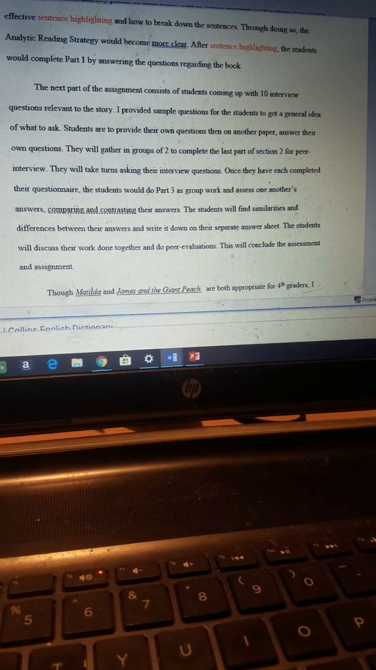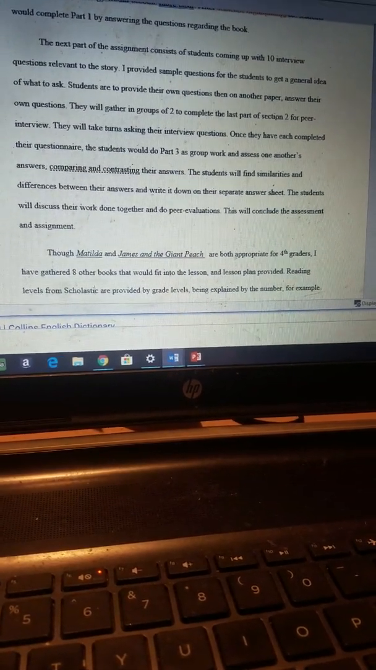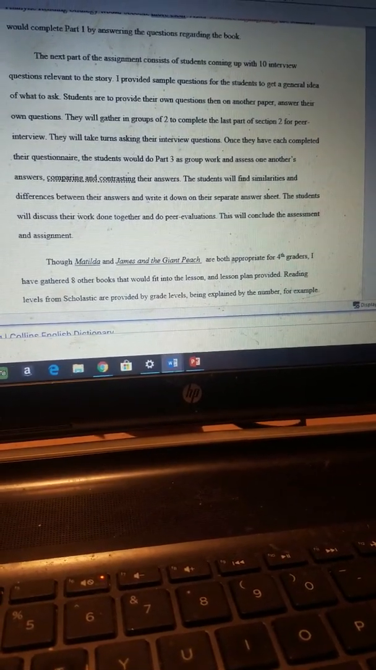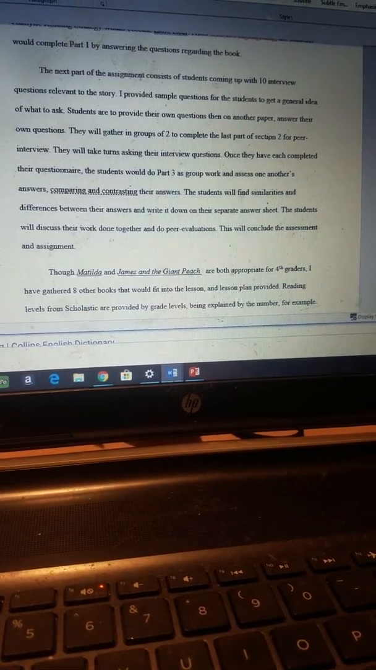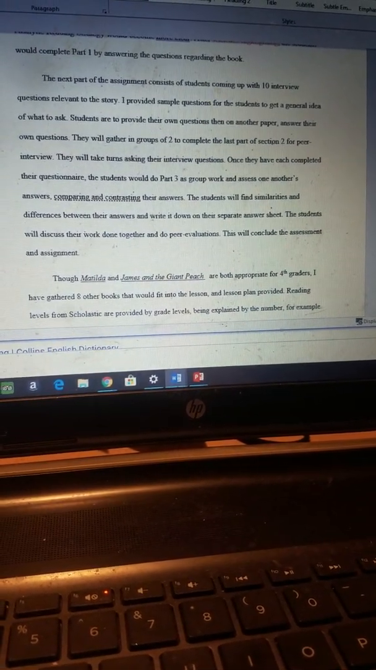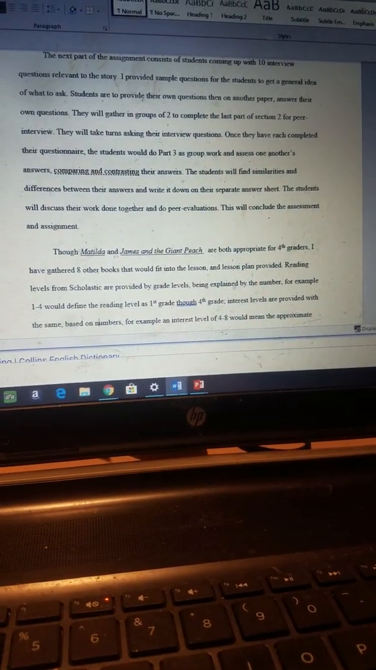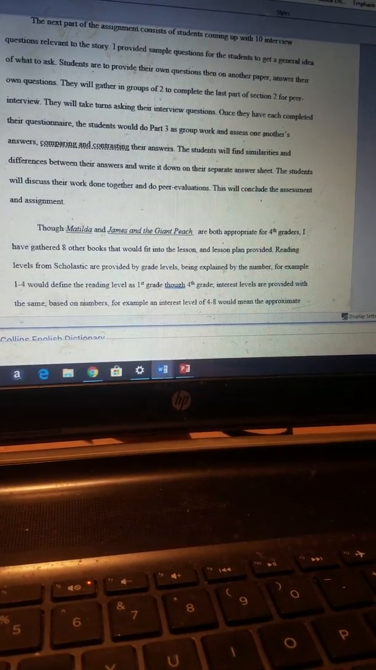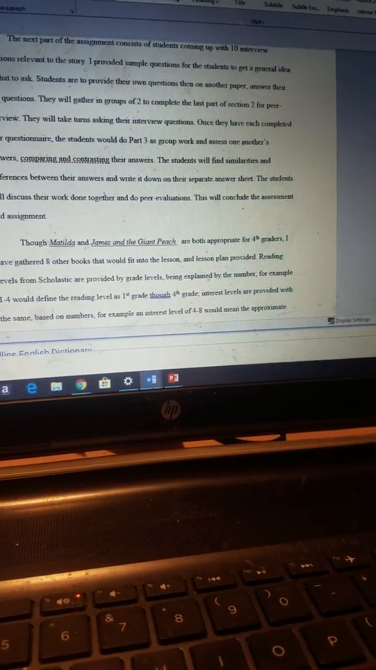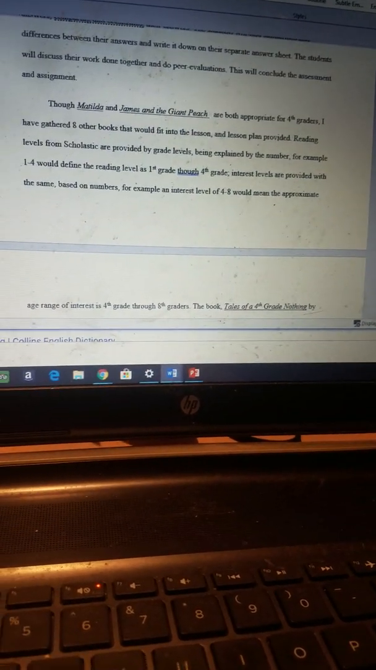Once they have completed their questionnaire, the students would then do part 3 as a group work and assess one another's answers by comparing and contrasting their answers from the students' answers. The students will then find similarities and differences between their answers and write it down on a separate answer sheet. The students will discuss their work done together and do peer evaluation. This will conclude the assignment and assessment.